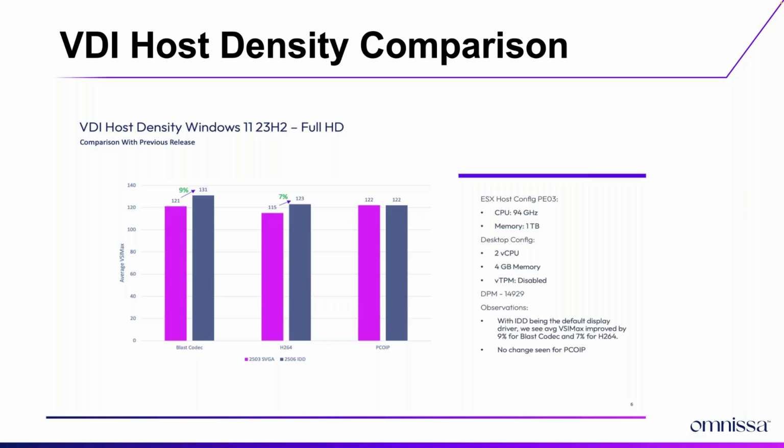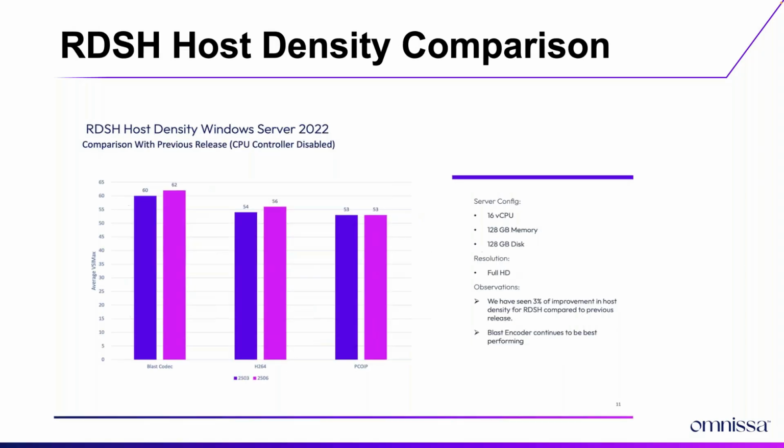This is Login VSI numbers. But you can also see that the BLAST codec, especially after we switched to the IDD driver, has much higher density than the PCoIP bars, really showing that even when you move from PCoIP to BLAST, you're not going to need new hardware. You're actually probably going to get slightly better density than you had before. Same thing with RDSH. The last one was full VDI on vSphere.